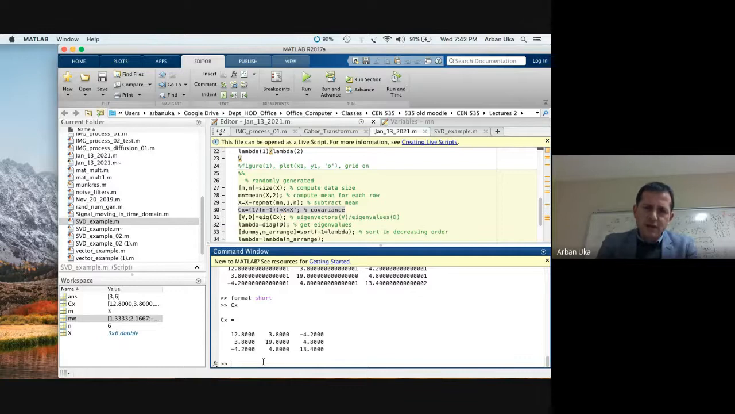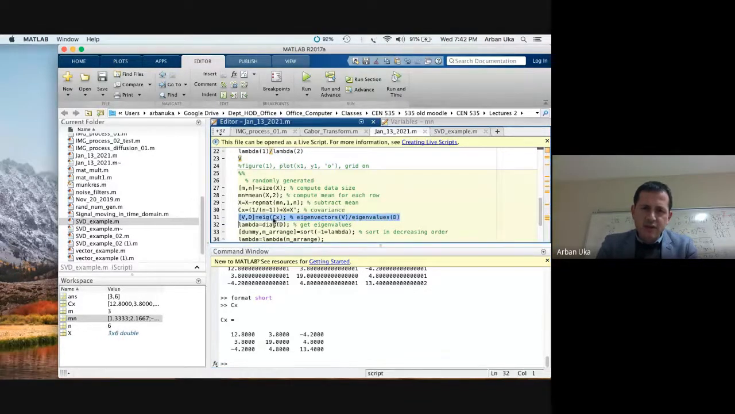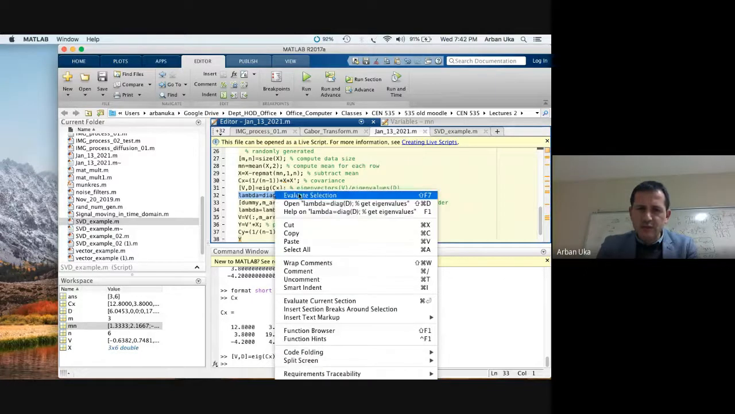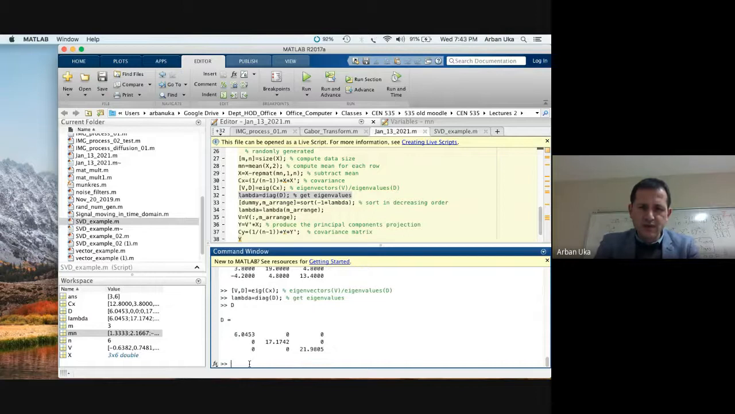It is not diagonal, so let's try to identify the eigenvalues and eigenvectors of this Cx, as we said before. We multiply the matrix with its transpose, then we find the eigenvalues, and that is going to tell us important elements. Here D is a diagonal matrix. Apparently the eigenvalues are 6, 17, and 21. Let's also look at the eigenvectors. Here we have 3 eigenvectors, and the norm of all of the columns is 1, so the length of these vectors is equal to 1.